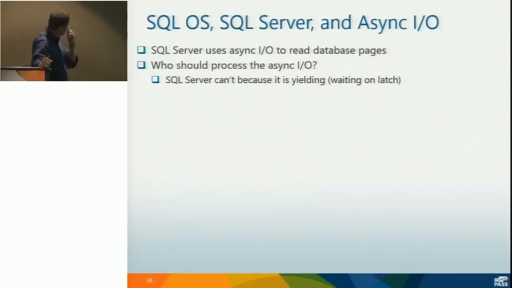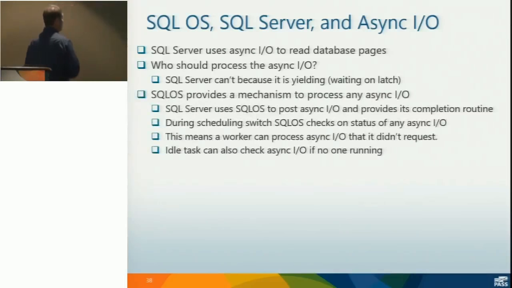So what happens is that if SQL Server is waiting on this latch, who's going to process the I/O? If the I/O finishes, there's no thread available to do that. So SQLOS provides a mechanism for threads to process async I/O. SQL Server will use SQLOS to post the I/O. We don't call the actual APIs. We let SQLOS do that work. And we give them something called a completion routine, which is a function pointer, which understands SQL Server, like buffers and things of that nature.